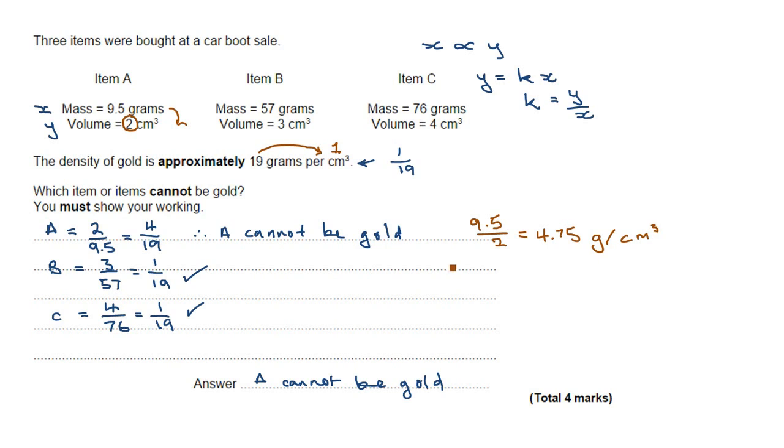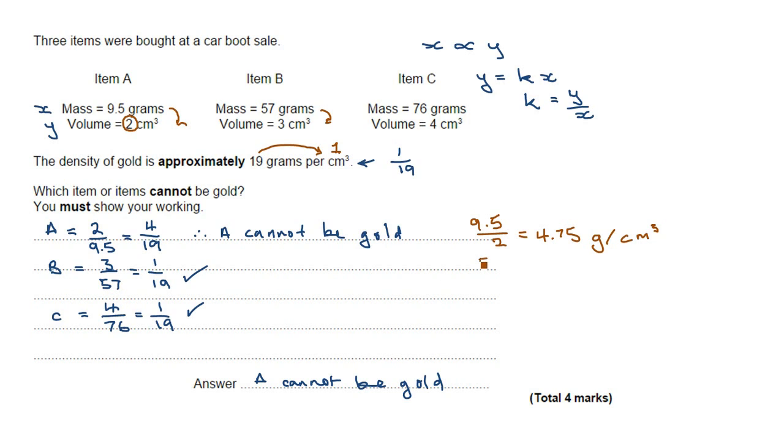And I think that's maybe a simpler way of thinking about it. Since it is 4.75 grams per cubic centimetre, it is not anywhere near 19 grams per cubic centimetre, so it cannot be gold. Okay, let's have a look at item B, again comparing the mass and the volume and seeing whether the ratio is the same as the rate, the same as the density of gold. So of course it's the reciprocal of what we had before.